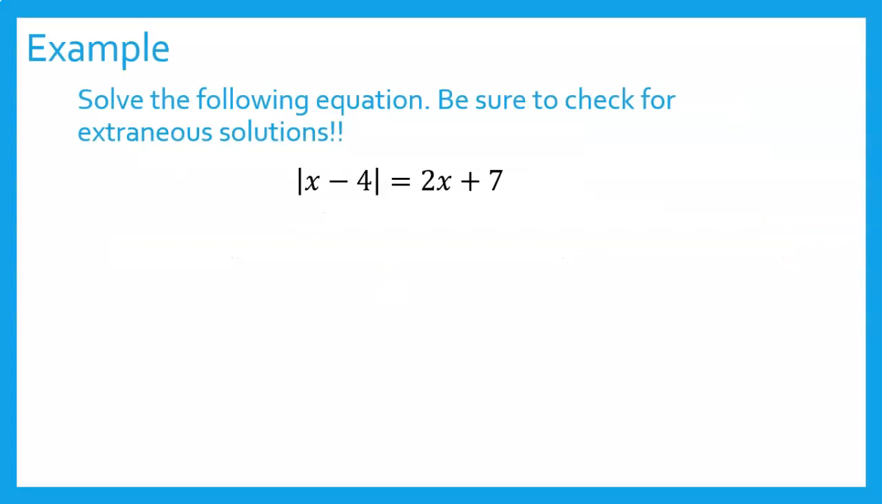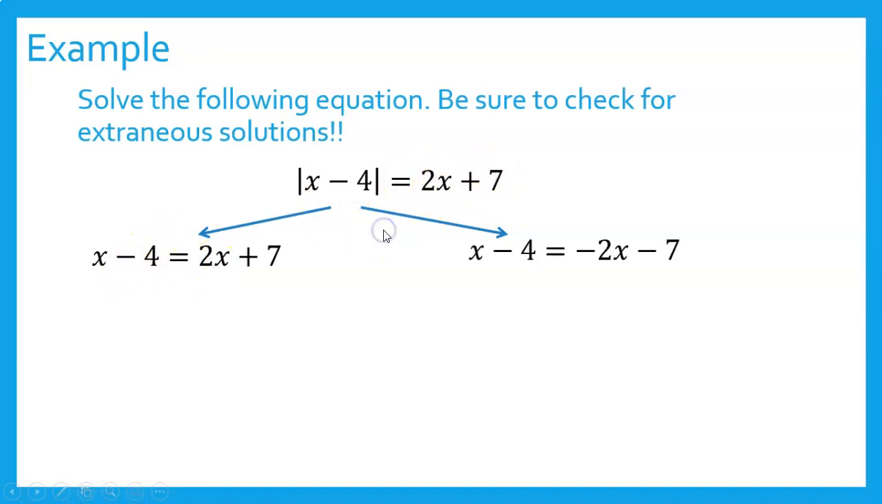So here's an example. Solve the following equation, and note it says be sure to check for extraneous solutions. So I've got the absolute value of x minus 4 equals 2x plus 7. The absolute value is already isolated in this case, so we can move on to the second step, which is to separate your equation into two. The first one, remember, you always rewrite what's inside the absolute value. You never change that part. You just drop the absolute value bars, equals what it already equaled in the original problem.